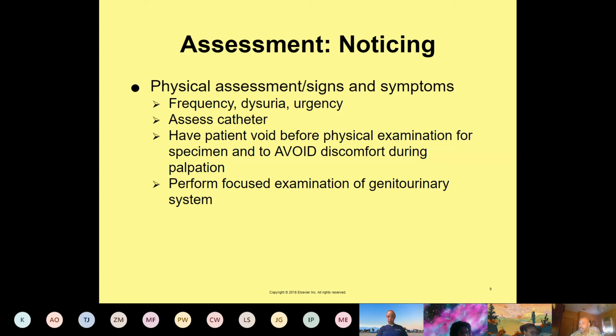You don't do the culture and sensitivity on that old system because it's likely going to have organisms in it already anyway. But if a patient truly has a UTI, you want to change that system out first because that system is more sterile. Go ahead and get your urine sample, and then it would be more accurate, if you will. You always want to look for signs and symptoms of infection, such as fever, increased heart rate, and also tachypnea.